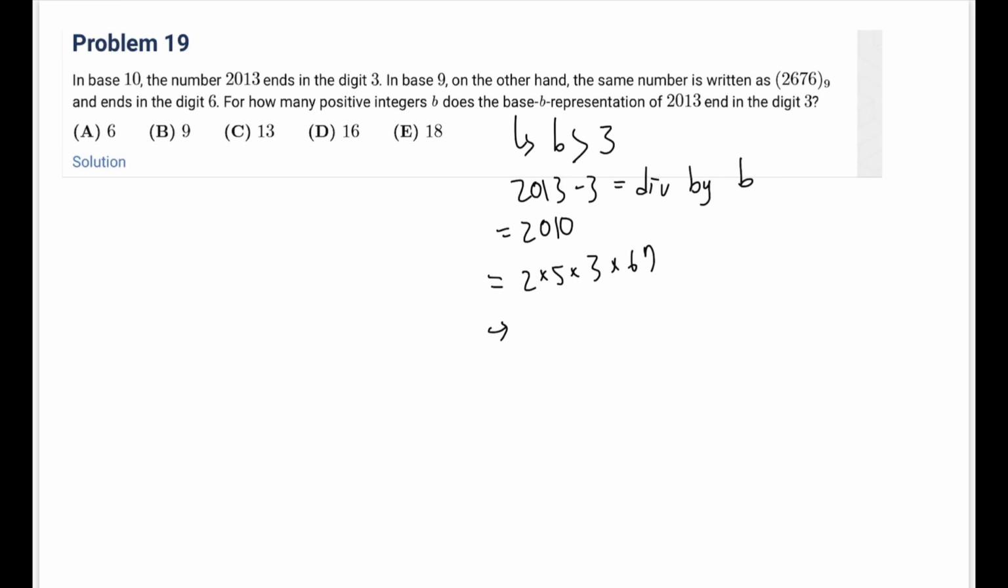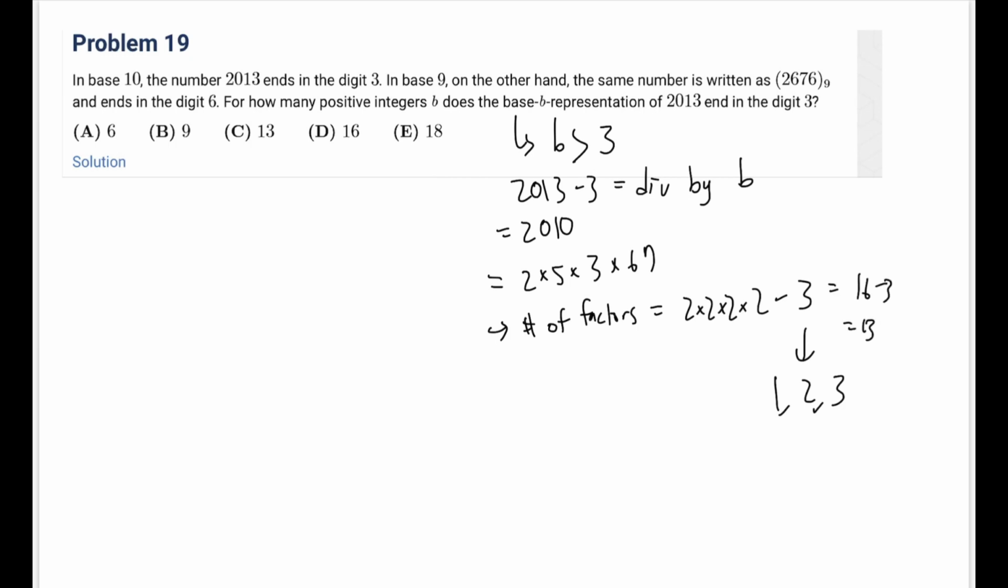So here, the number of factors: there's one of each prime number, so the number of factors equals 2 times 2 times 2 times 2, but then we have to subtract 3 because 1 doesn't work, 2 doesn't work, and 3 doesn't work since b is greater than 3. So this is 16 minus 3 equals 13.